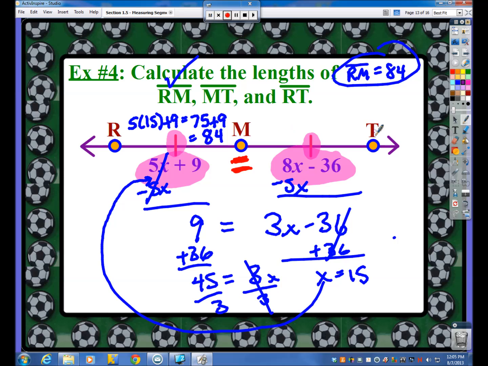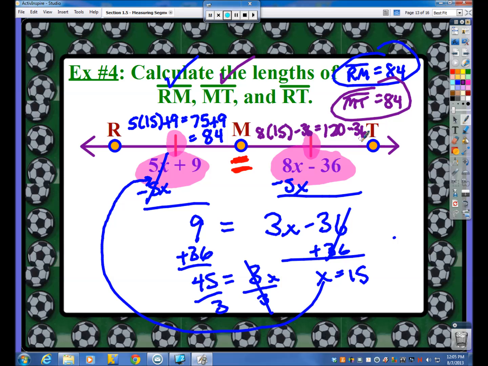Now MT better be the same thing as RM. I better get 84 here. All right? But let's double check. So 8 times 15 minus 36. 8 times 15 is 120. Minus 36 makes 84. That really does work out. So circle that, put check mark.